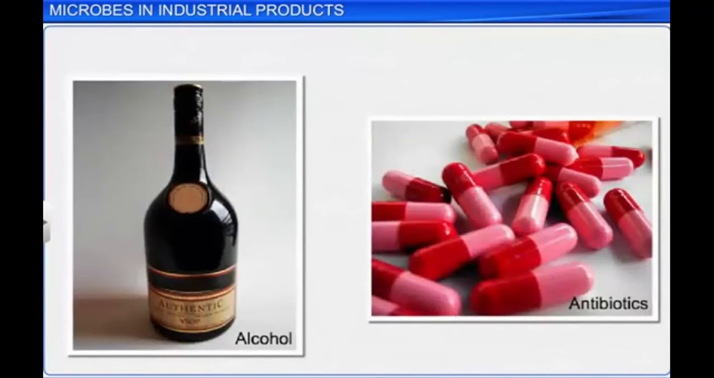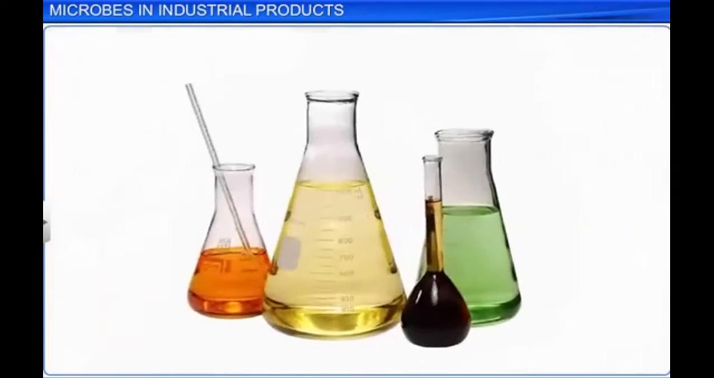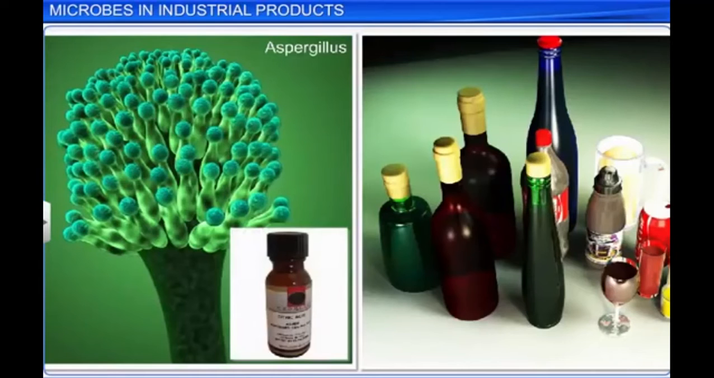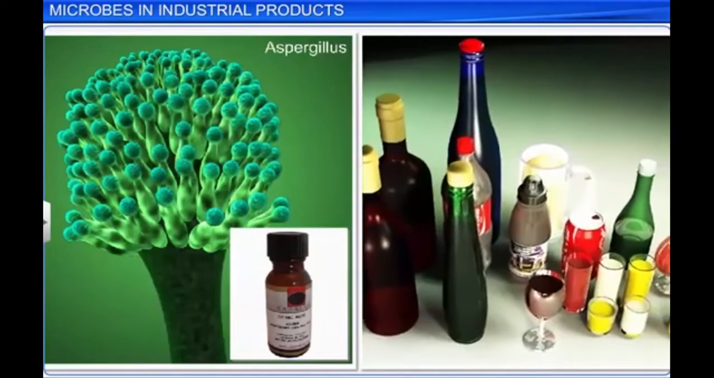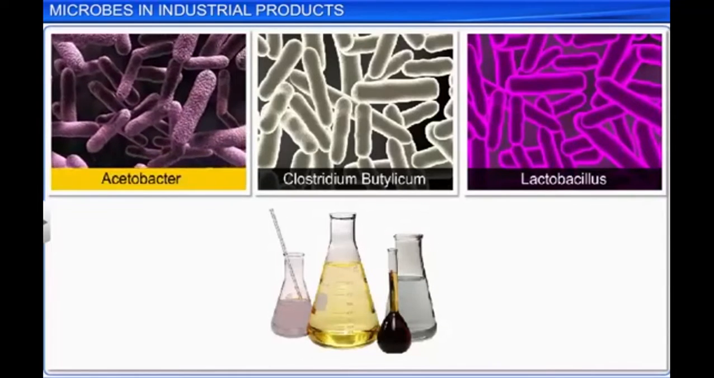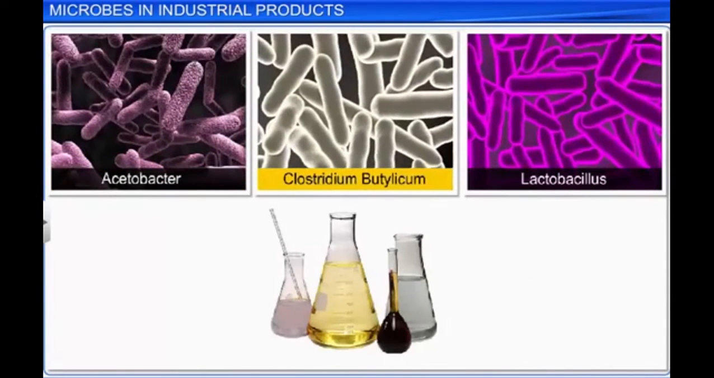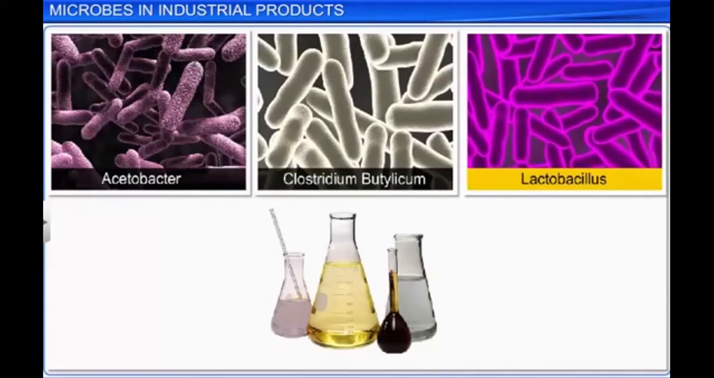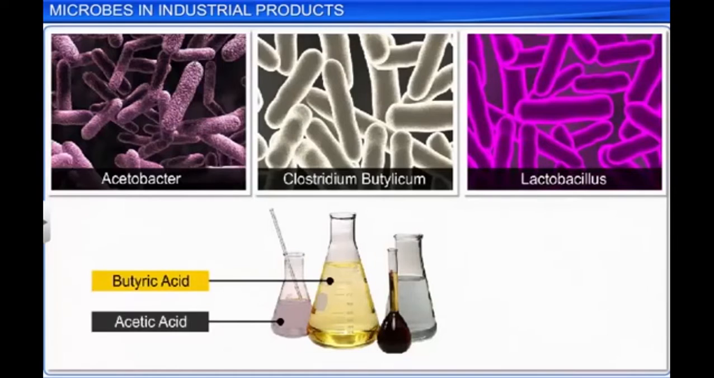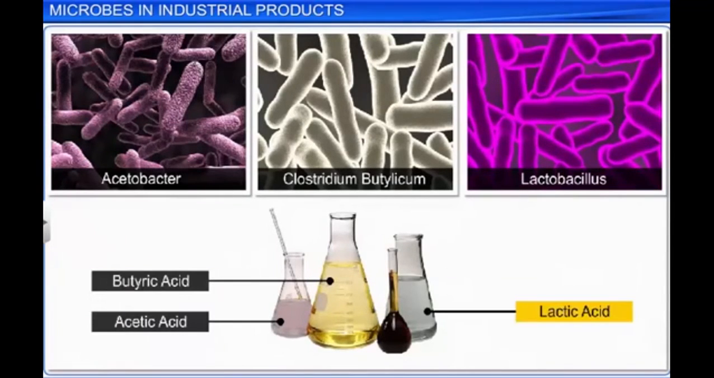Besides alcohol and antibiotics, microbes also produce chemicals such as organic acids. A fungus, Aspergillus niger, helps produce citric acid, which is very useful for the soft drinks industry. Similarly, microbes such as Acetobacter, Clostridium botulinum, and Lactobacillus or LAB produce acetic acid, butyric acid, and lactic acid respectively.